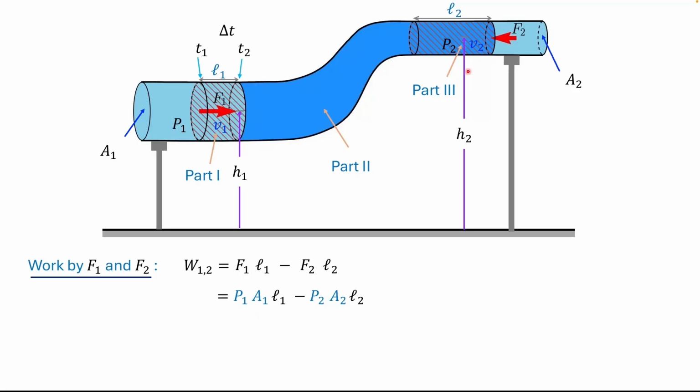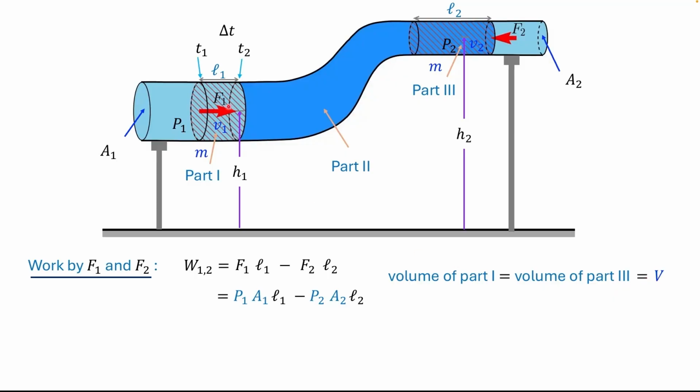Since the mass of the object doesn't change, the mass of part 1 must be equal to the mass of part 3. Let the mass be m. Since we assume that the fluid is incompressible, its density remains the same. So the volume of part 1 must be equal to the volume of part 3. Let the volume be V.